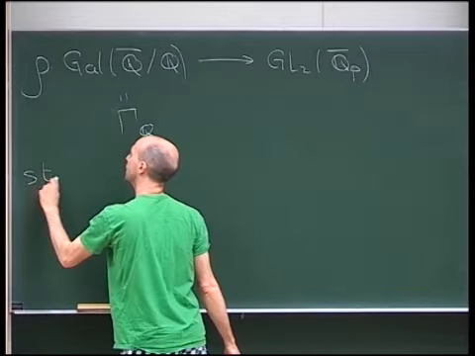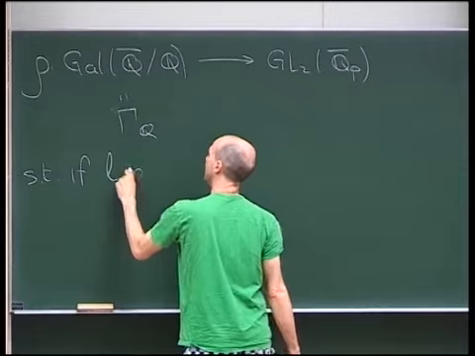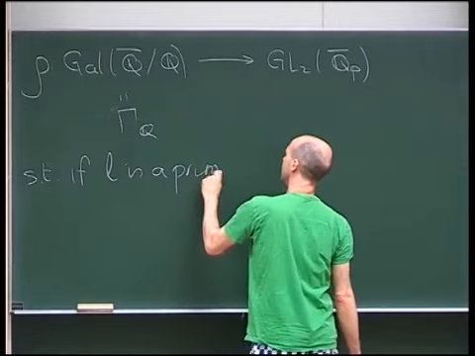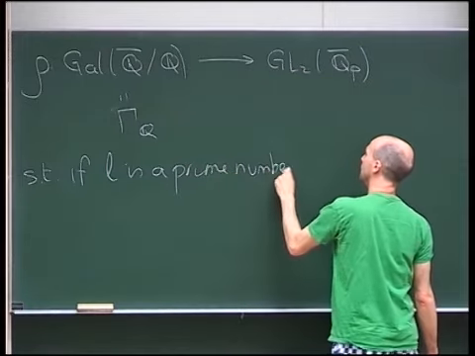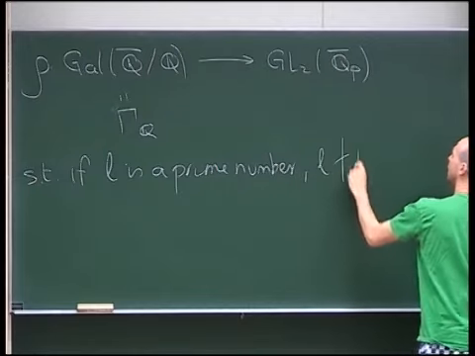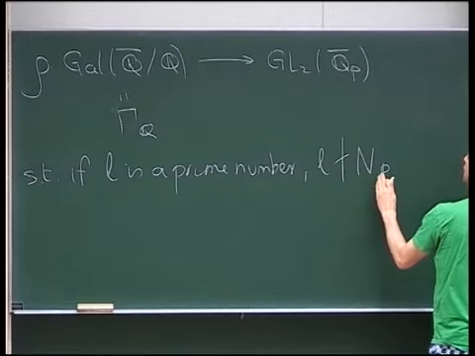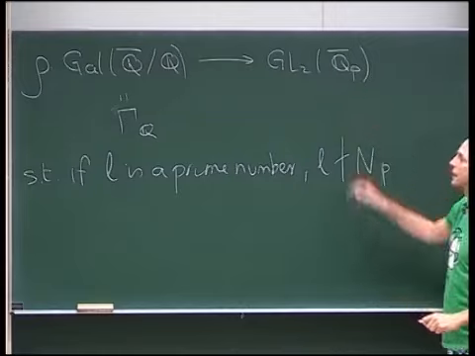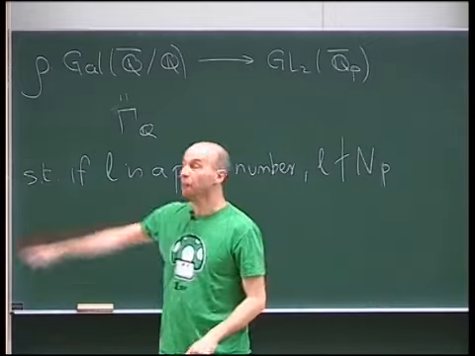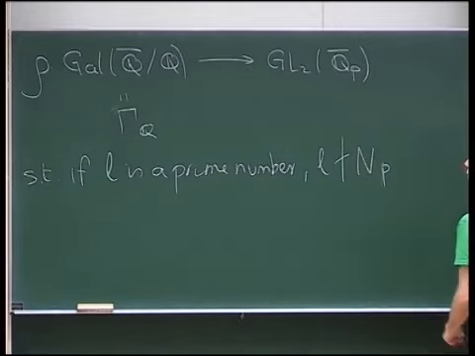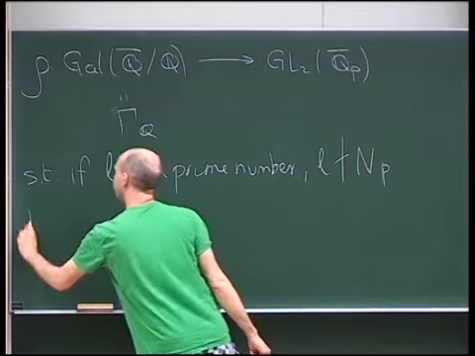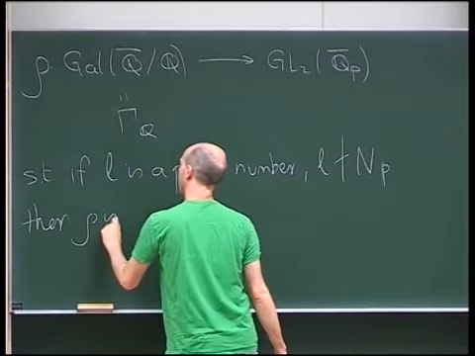such that if l is a prime number, and l doesn't divide N times p, so p is a prime number too, and I'm talking about the p-adic numbers here, and N was the level of the form. If l is a prime number and l doesn't divide Np, then rho is unramified at l.